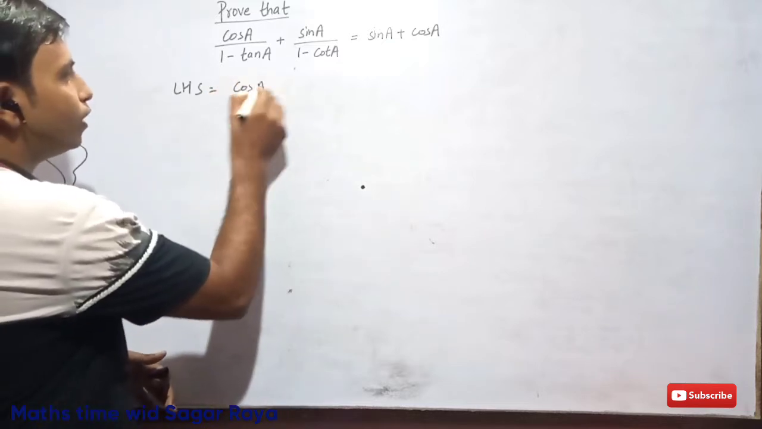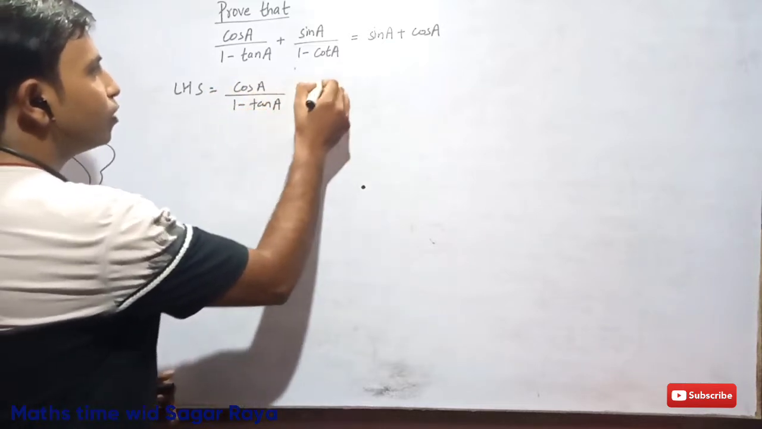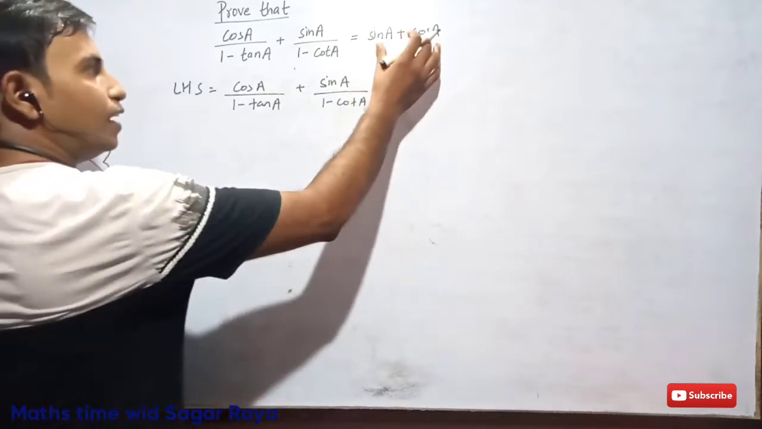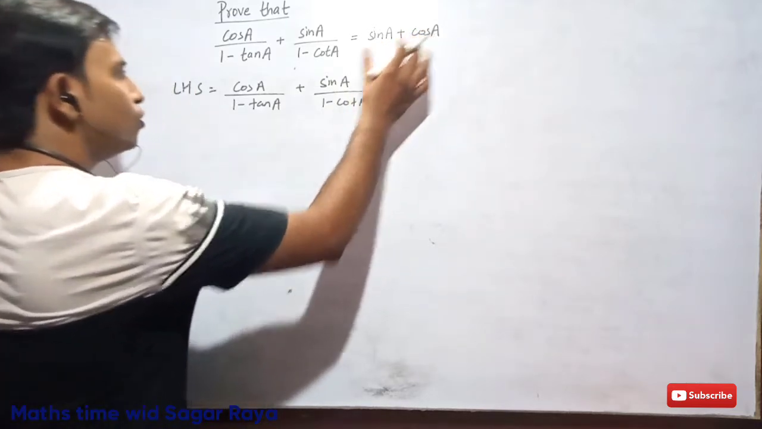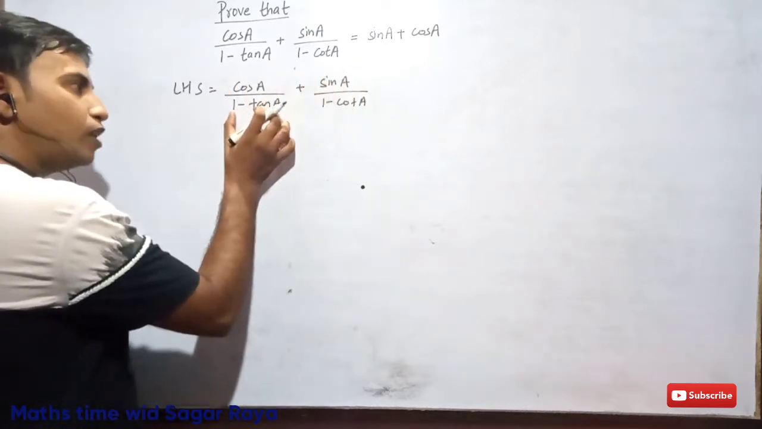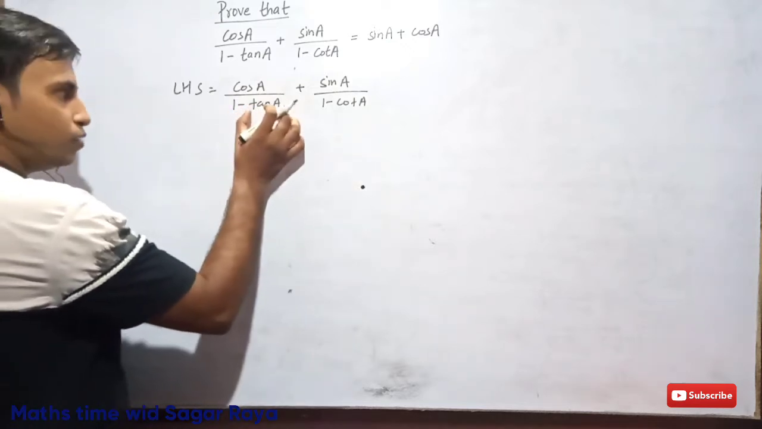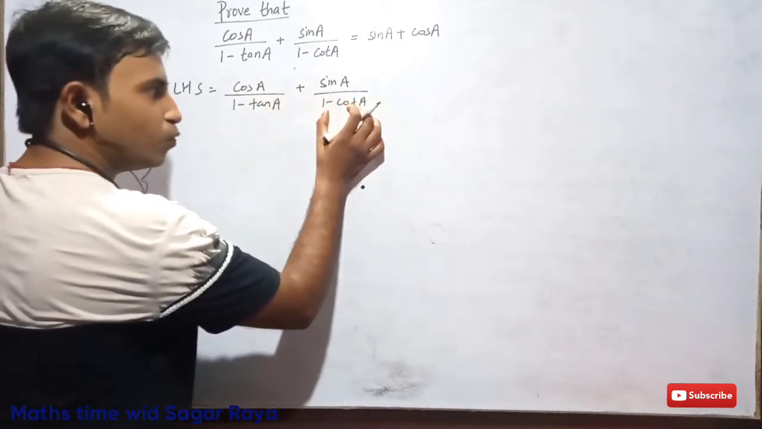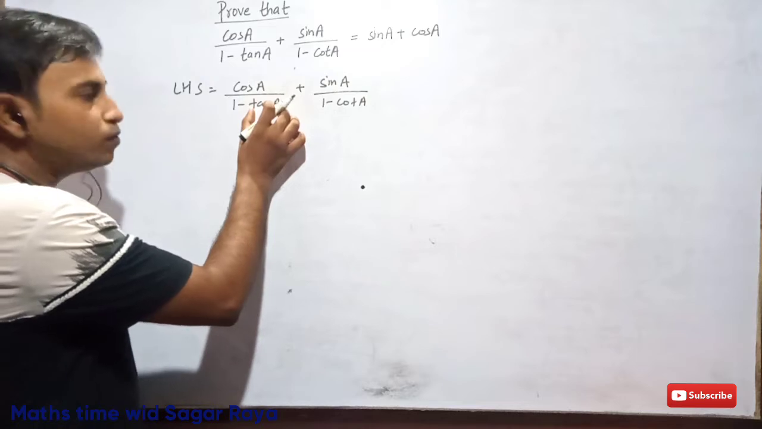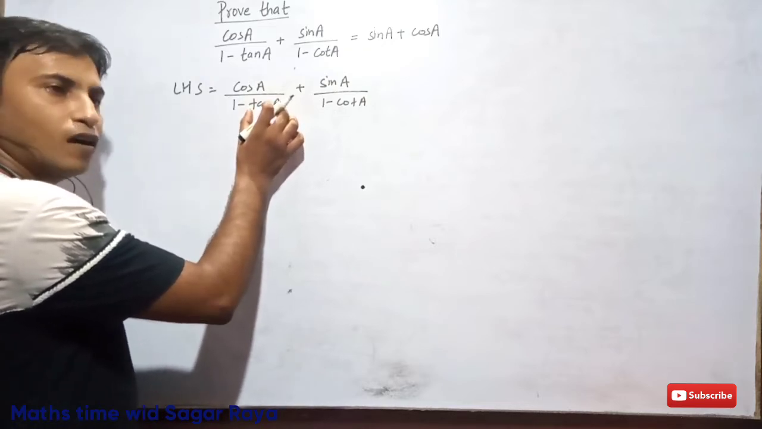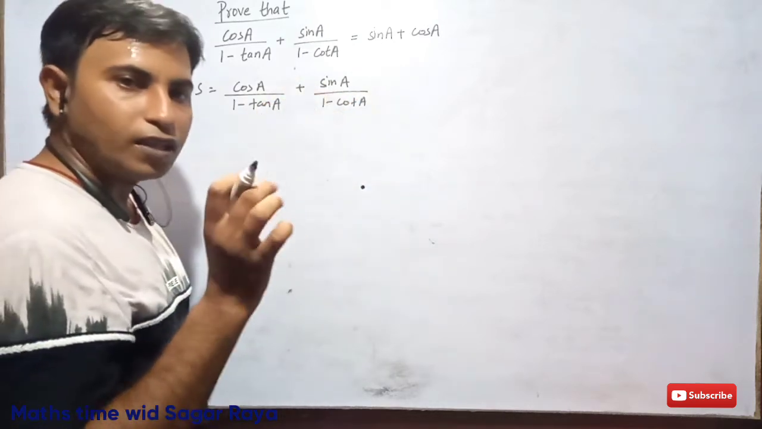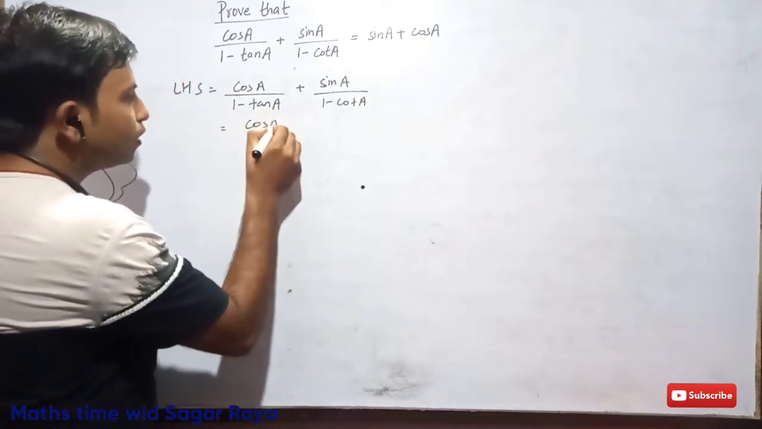In LHS also, here is cos A divided by 1 minus tan A plus sin A divided by 1 minus cot A. In RHS sin A plus cos A is given, so here also are cos A and sin A, and I am not going to change those. But the denominators are 1 minus tan A and 1 minus cot A, so we are going to change tan A and cot A in terms of sin A and cos A. I will use the formula tan A equals sin A by cos A, and instead of cot A I will use cos A by sin A. So this cos A remains as it is.